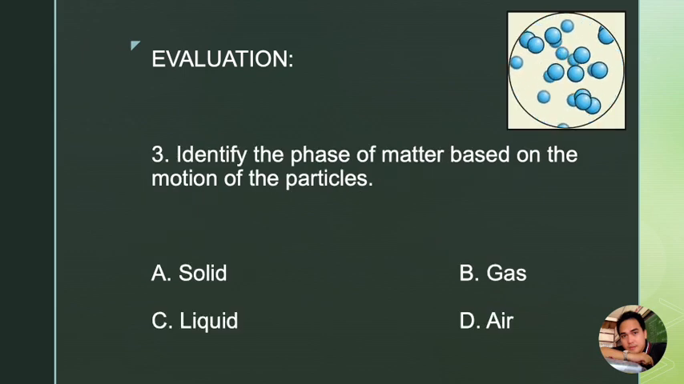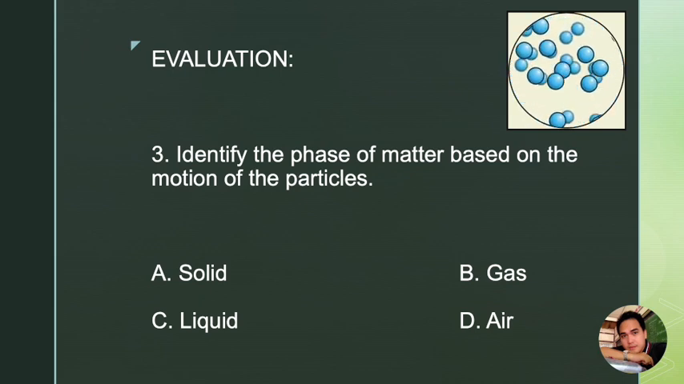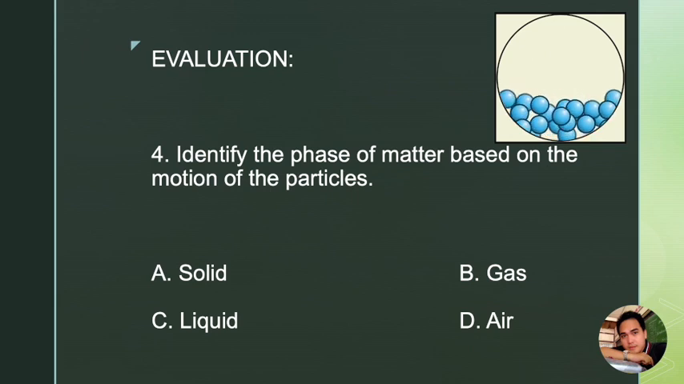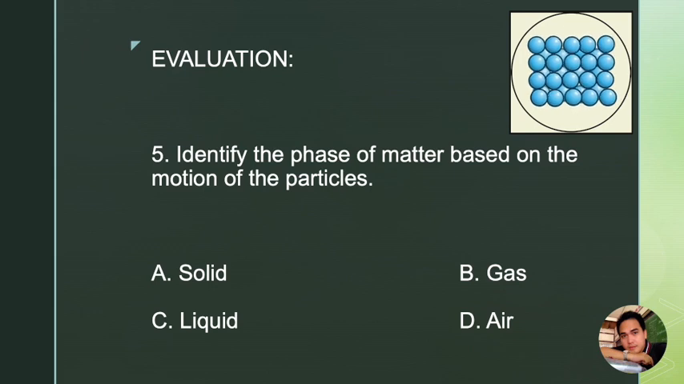Question number 3. Identify the phase of matter shown based on the motion of the particles. The correct answer is letter B. Gas. Question number 4. Identify the phase of matter shown based on the motion of the particles. Correct. The correct answer is letter C. Liquid. Last question. Question number 5. Identify the phase of matter shown based on the motion of the particles. Correct. The correct answer is letter A. A solid.